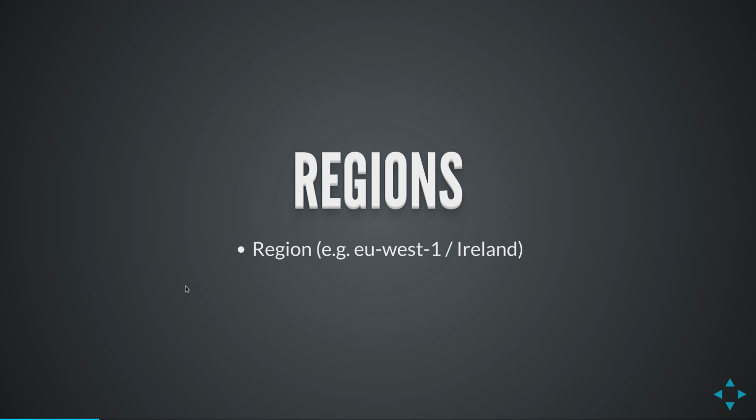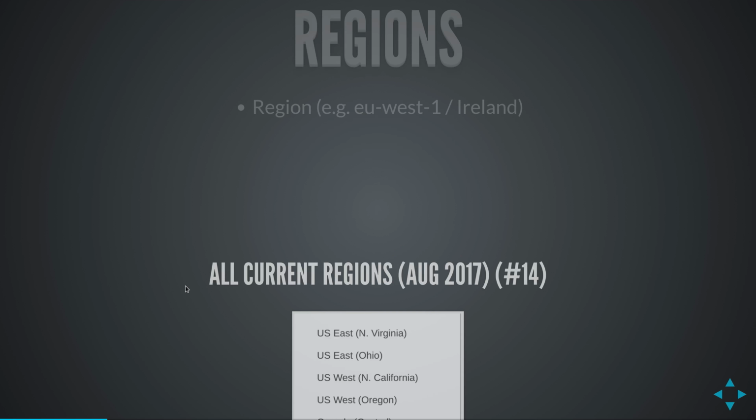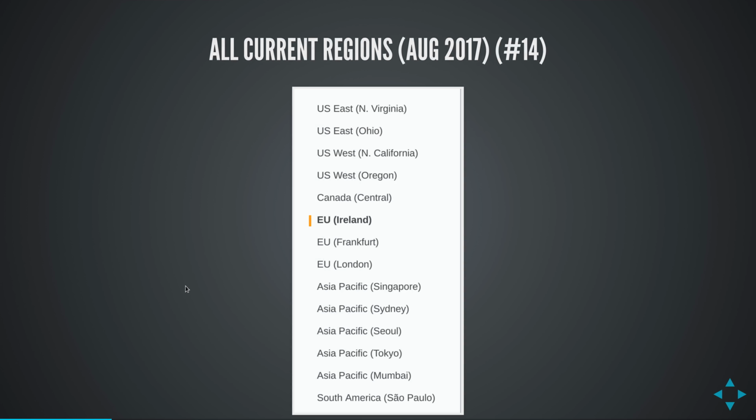A region has, as I said, multiple availability zones, which are multiple data centers that are connected with low latency links, and each region has a number of availability zones, and the number actually depends on the region you're working from. The minimum is of course 2 availability zones for redundancy reasons, but there can be more depending on the region. Currently there are 14 regions across the world, and we are working from the EU Ireland region.